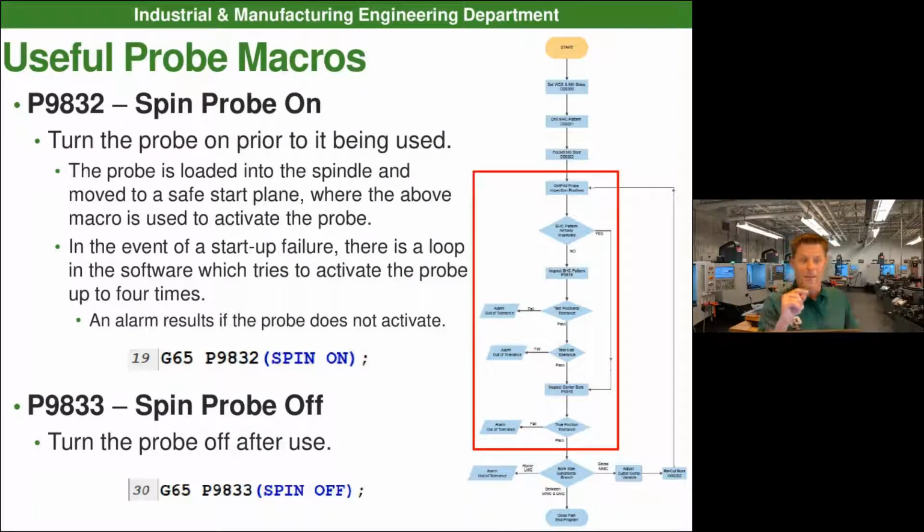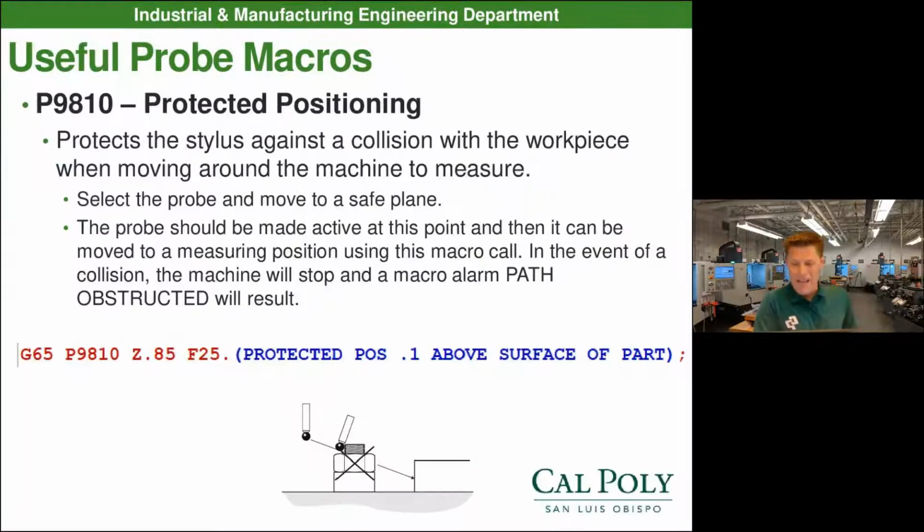You've always got to spin it on. This happens automatically in the G65. If you use the visual quick code to do it, this automatically happens internally. You don't see these other macros being used, but spin on and spin off happen. If you're running it by yourself, you've got to turn on, turn off, or else your batteries will go bad. So those little half double A's.